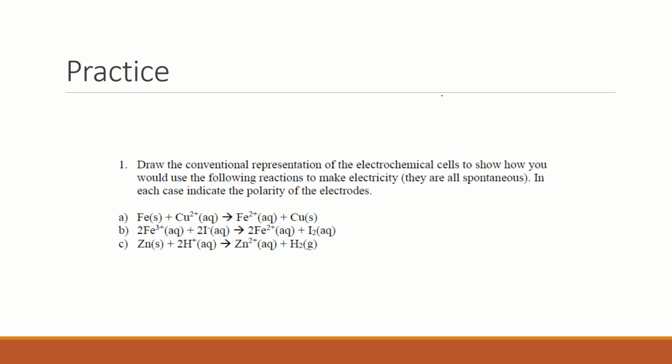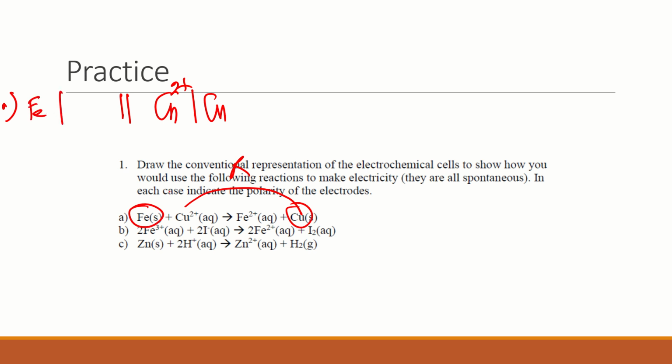So we'll do A here. Put our salt bridge there. Reduction goes on the right hand side, so there's my reduction. I can use copper as my electrode, so I'm going to put there Cu and there's Cu2+, dead simple. Here I can use iron as my electrode, so Fe, and then I have Fe2+. Dead easy.